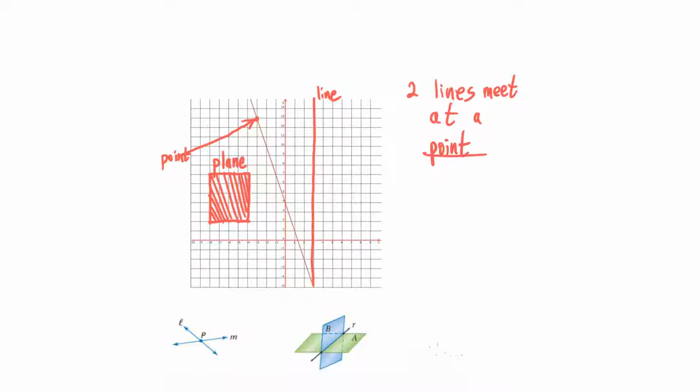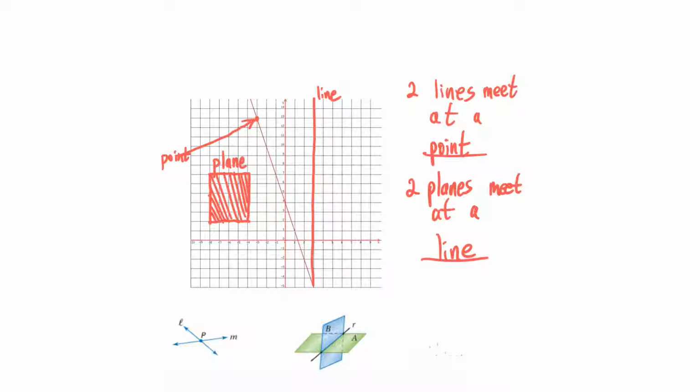All right, next, two planes meet at a blank. At a what? Yep, okay. Two planes meet at a line. Again, if you think about this right here, you have this plane right here. You have this plane right here. Where this plane and this plane meet up, they meet up right here along this line. So two planes meet at a line.